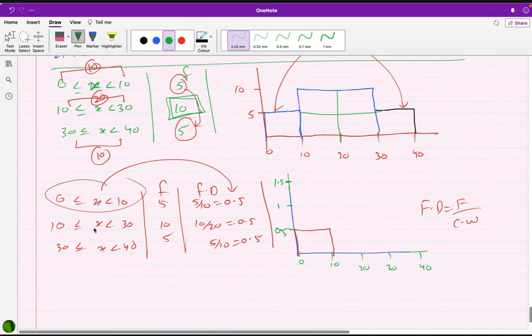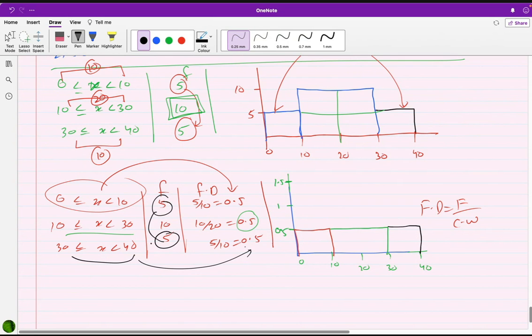Second height is from 10 to 30. From 10 to 30, height is 0.5. Last, 30 to 40, height is again 0.5. Now, this is a fair comparison. When we look at the frequency, 5 and 5 are of equal size. And yes, that is so in the graph, equal area.